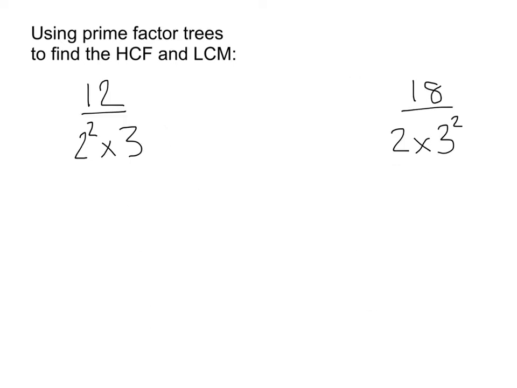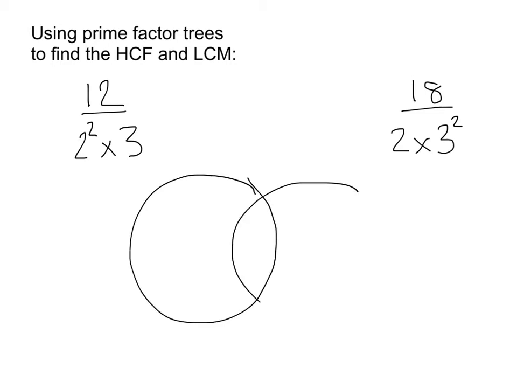Now that I know the prime factors and I've expressed them in index form for 12 and 18, I can now use a Venn diagram to find out the highest common factor and lowest common multiple. So I'm going to do this by, if a number is in both 12 and 18, I'll put it in the middle of a Venn diagram. If it's just in 12, I'll put it on the left. If it's just in 18, I'll put it on the right.